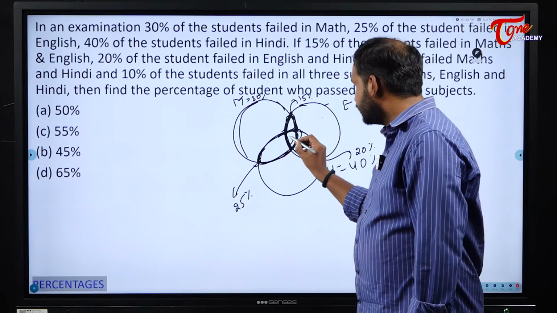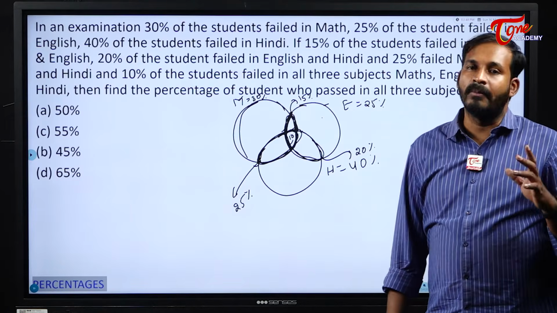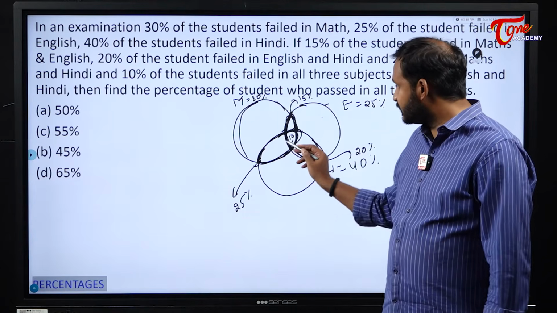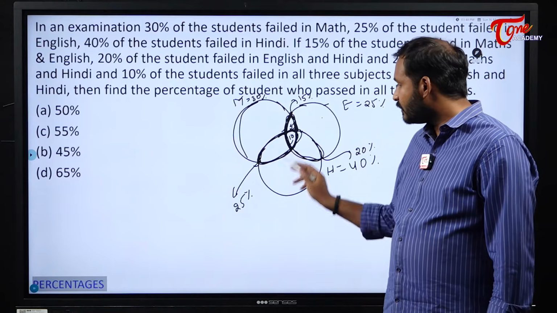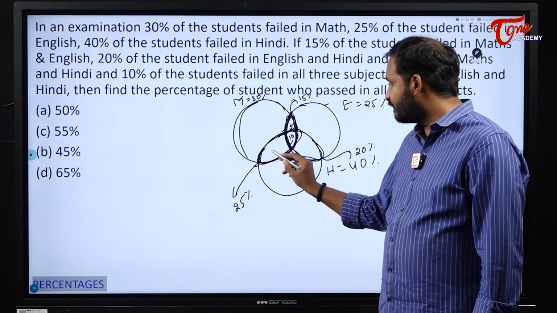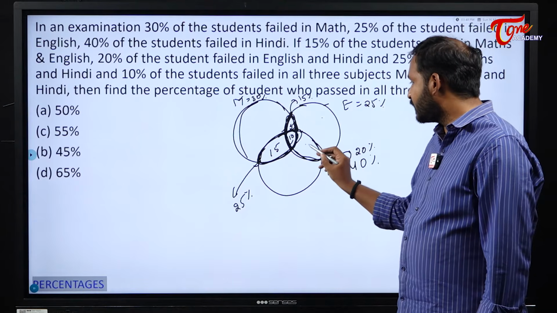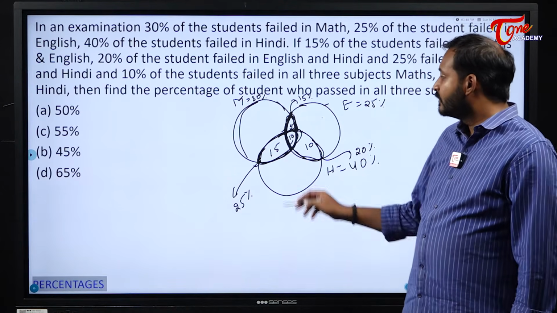That means first of all I need to write always the common area first. So 10% is the common area between all the things. If this is 10, if this is 15, what about this one? This will become 5. If this is 10 and this total is 25, this will become how much? 15. If this is 10 and this total is 20, this becomes how much? 10.